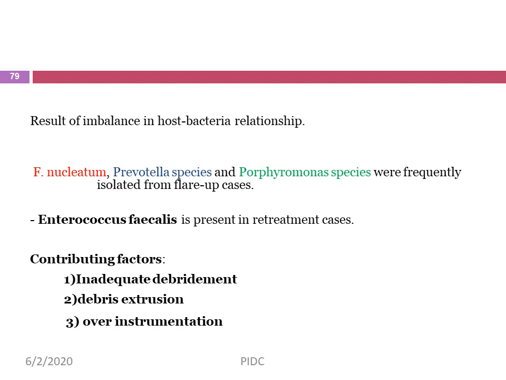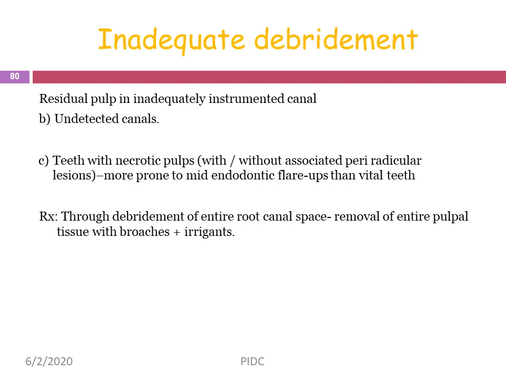Okay. So contributing factors for flare-ups are inadequate debridement, debris extrusion beyond the canals, and over-instrumentation, that is your files are going beyond the apex. So inadequate debridement. This generally happens when you have missed a canal or you have not been able to reach up till the working length, so you are inadequately instrumenting the canal. You are not following the proper file sizes, that means you are trying to skip files, and of course the teeth with necrotic pulps, they are more prone to flare-ups when compared to vital teeth.